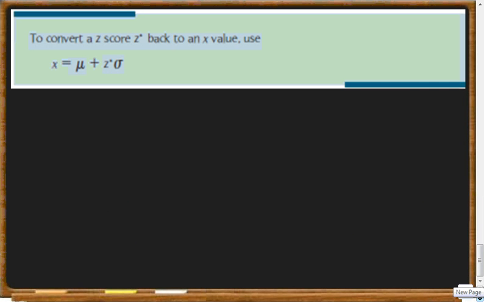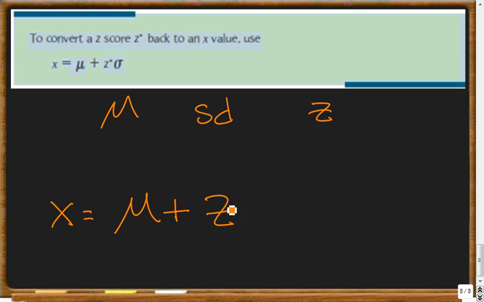And now, if you ever need to figure out an actual value, if you know what your mean is, and you know what your standard deviation is, and you know the z-score of that said thing, what we can do is take your mean, and add whatever that z-score is times the standard deviation. You're going to multiply that.